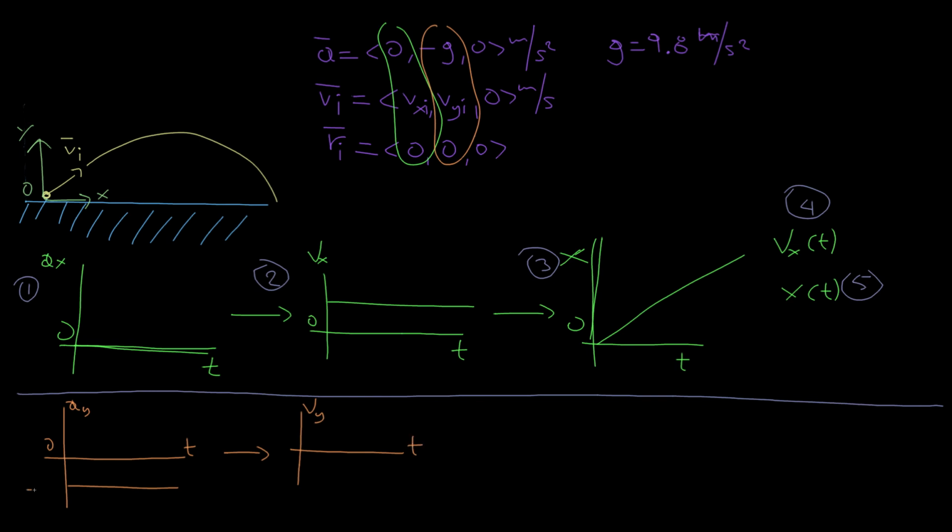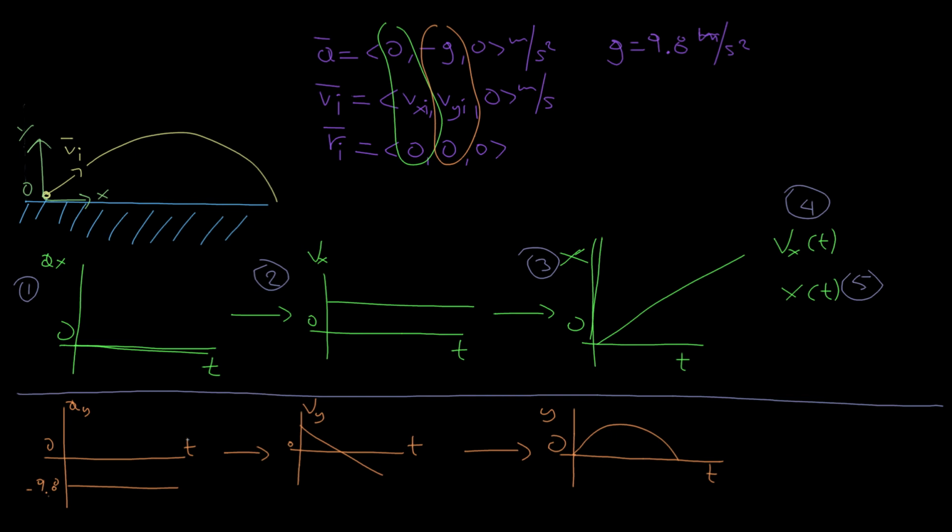Since the acceleration is constant at minus 9.8 meters per second squared, I know that the velocity graph will have a constant negative slope. So it's going to look like this. This is my 0 here. And I also know that once I have this graph, I will be able to get the y versus time graph. I need to start from 0, and my y versus time graph will look something like this.